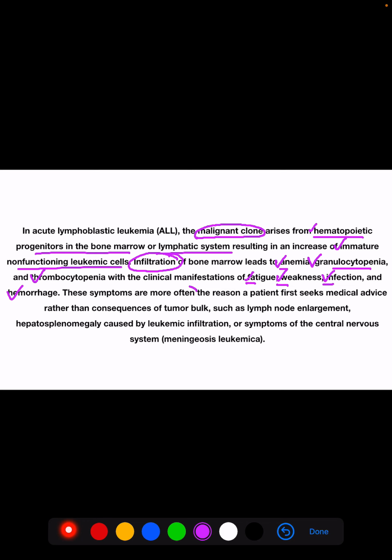These symptoms are more often the reason why a patient first seeks medical advice, rather than the patient coming and telling that they have lymph node enlargement, or hepatosplenomegaly caused by leukemic infiltration, or central nervous system symptoms called meningiosis leukemica. So what are the most common clinical manifestations with which the patient presents to a clinician? Fatigue, weakness, infection, and hemorrhage.